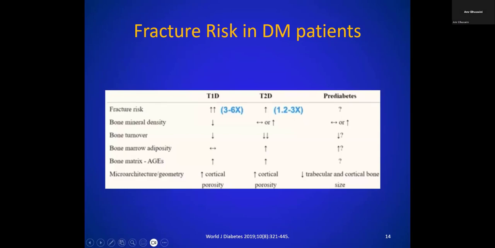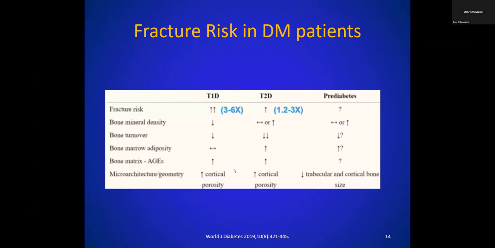Next slide. And at the same journal, they were looking at the risk of a fracture in type 1, type 2, and the pre-diabetes. And they found that the risk of fracture in type 1 patients is very high, 3 to 6 times comparing to the normal population. Type 2 diabetic, it's 1.2 to 3 times higher. And they looked also at the bone mineral density. Type 1 has a low bone density, while type 2 and pre-diabetes, they're having a higher BMD. The bone turnover reduced, but significantly reduced in type 2 diabetes.